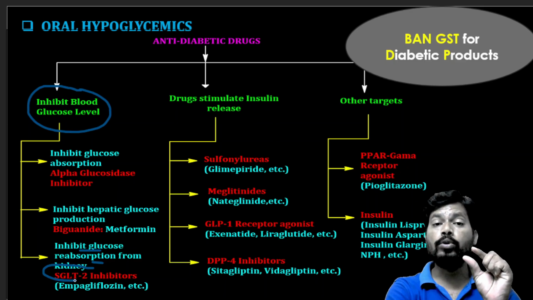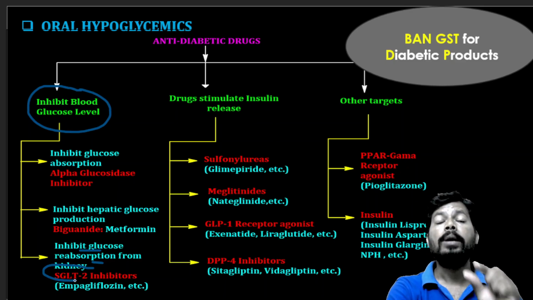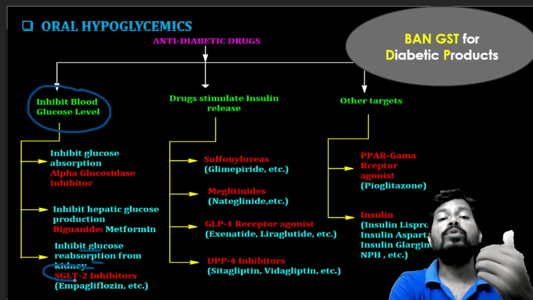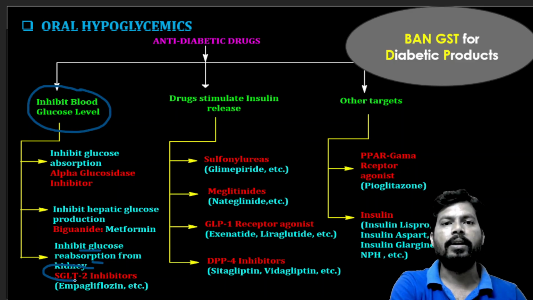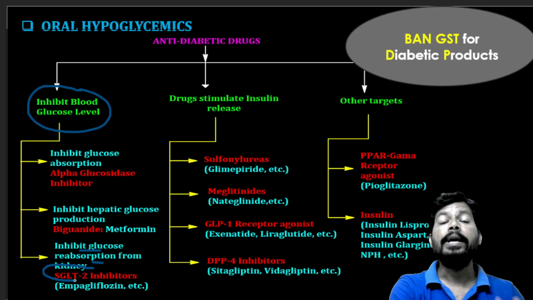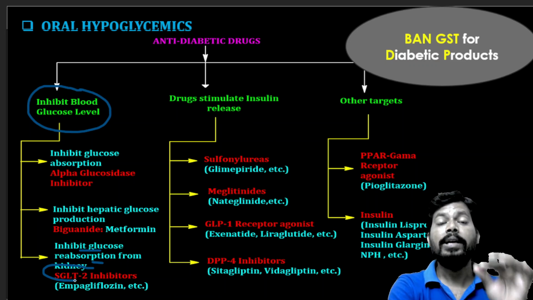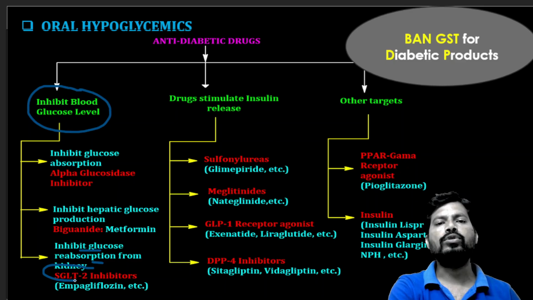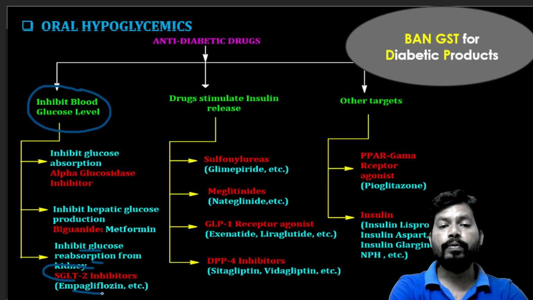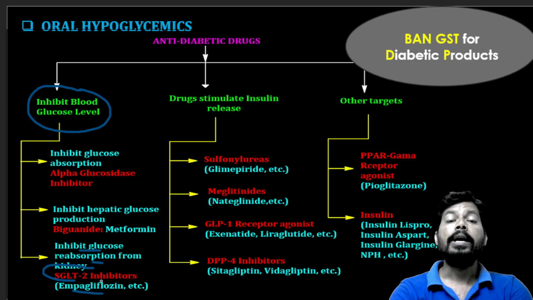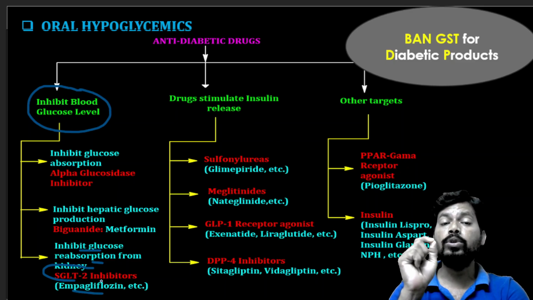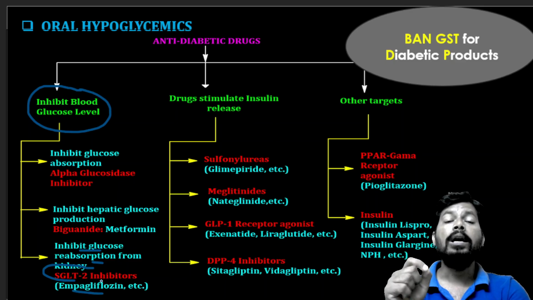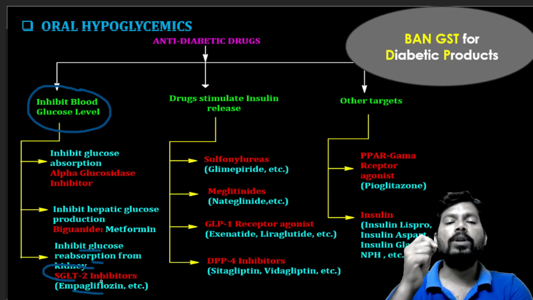And inhibit glucose reabsorption from the kidney, SGLT2 inhibitors, sodium glucose transporter 2. Sodium glucose transporter 2 is present in the kidney and is responsible for reabsorption of glucose from the kidney into the blood. But in case of diabetes, inhibition of this transporter increases the elimination of glucose through the urine. Drugs like empagliflozin, canagliflozin inhibit sodium glucose transporter 2 in the kidney and decrease reabsorption of glucose from the kidney into the blood in diabetic patients.